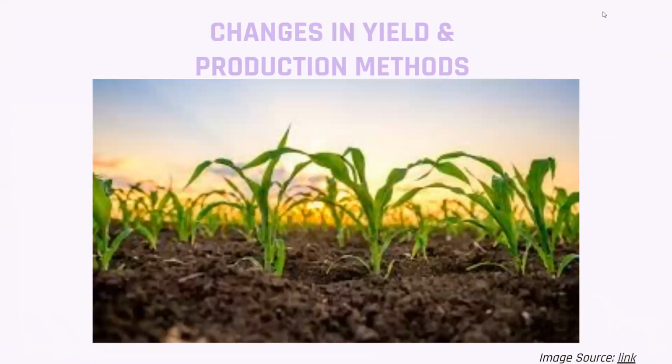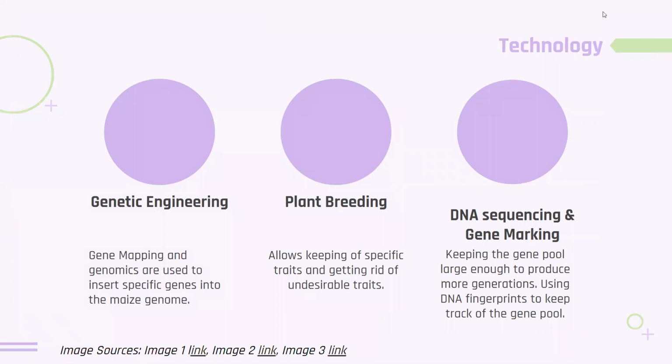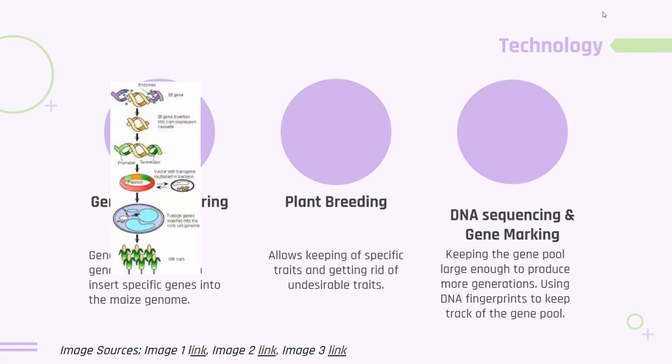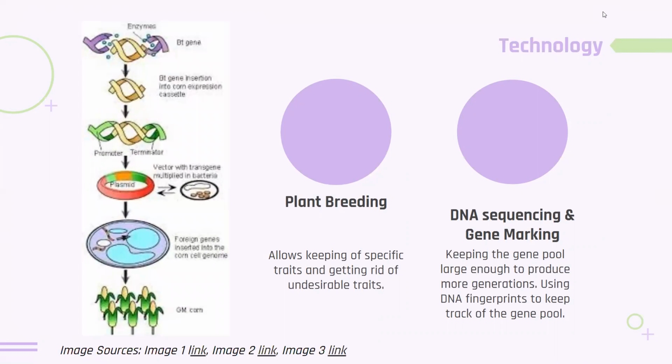Next up, we'll take a look at changes in yield and production methods, starting off with different biotechnology. We'll look at genetic engineering, in which you can use gene mapping and genomics to insert specific genes to improve the crop. In lecture, we learned about plasmids. So here's an image looking at foreign genes being inserted into the corn genome to improve the crop.